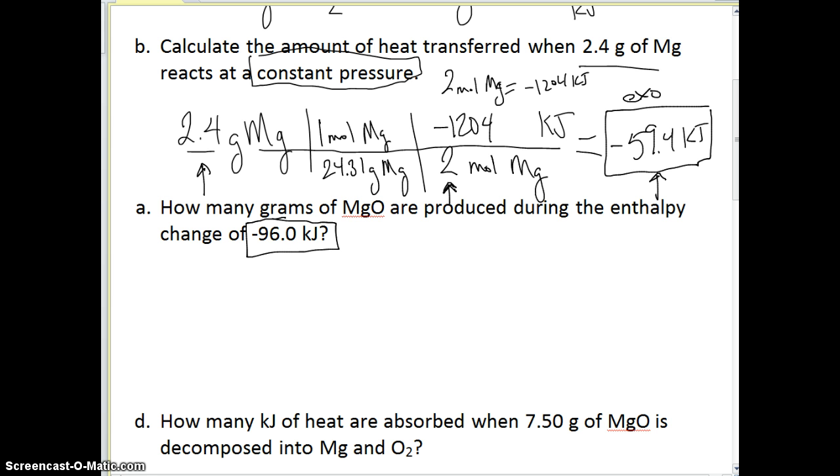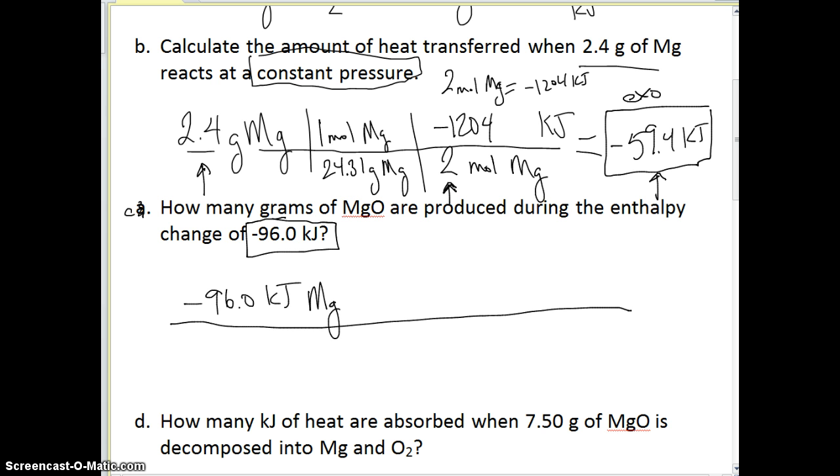So we're expecting more than 2.4 grams. Let's run this through, and it's kind of the opposite of B, even though this should be C here. It's the opposite of what's going on there. So let's start with negative 96.0 kilojoules of heat. And we are dealing with MgO here, just to make sure we're not going to get confused with our coefficients.